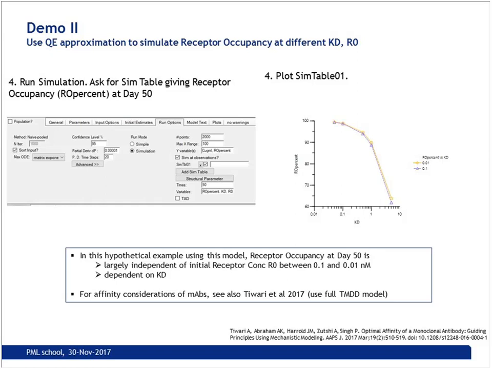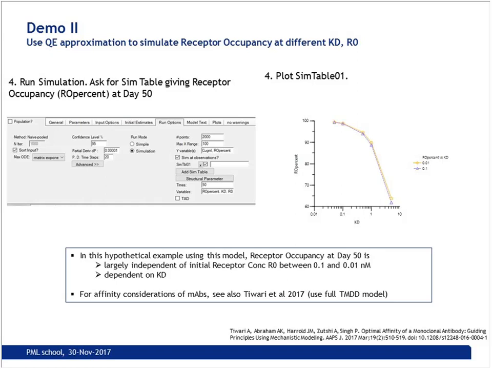Yeah. So here on this little screenshot, this, again, is just an example. What I've done here, I have just asked for the receptor occupancy at day 50. By putting the 50 there, I have just asked for receptor occupancy at day 50. Now again, this is just an example.